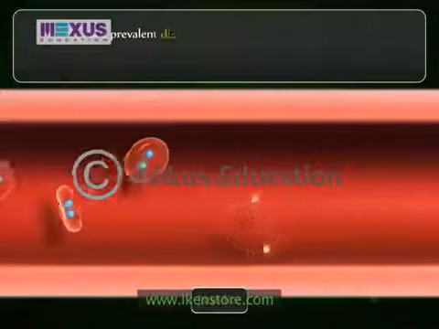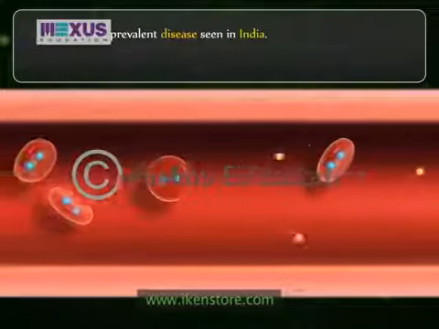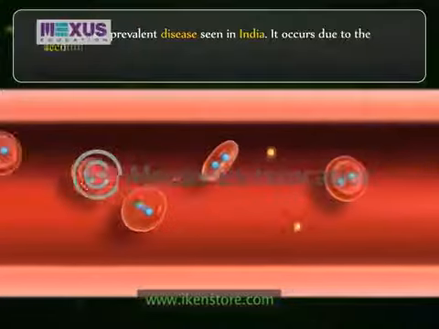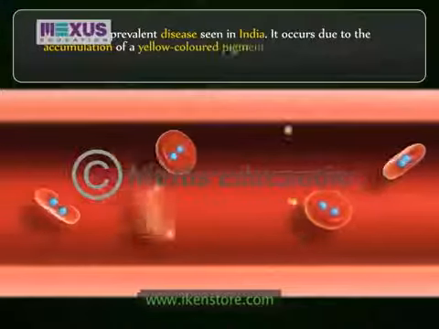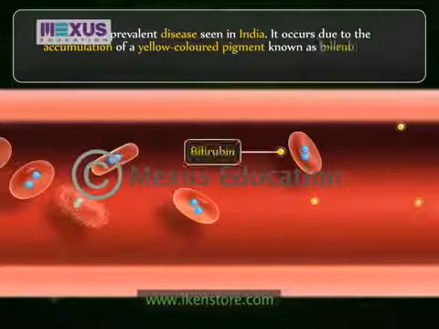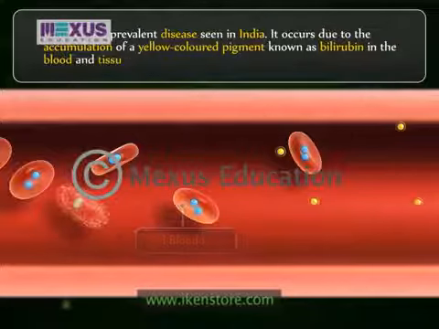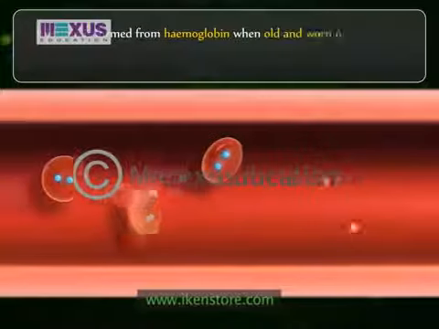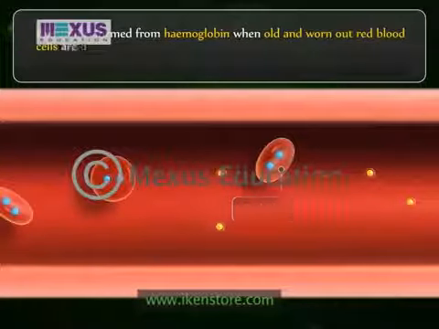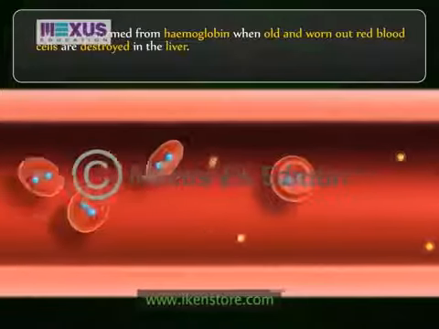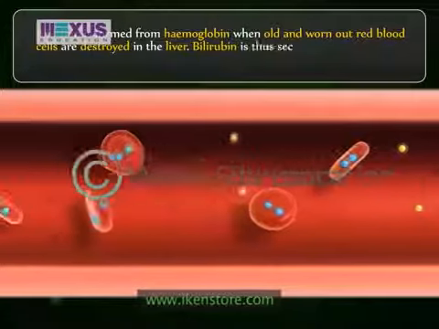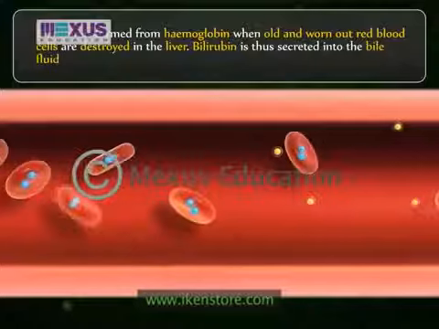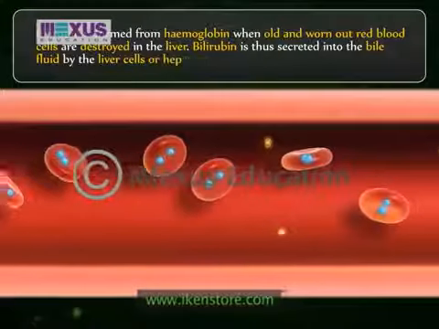Jaundice is a prevalent disease seen in India. It occurs due to the accumulation of a yellow-colored pigment known as bilirubin in the blood and tissues. Bilirubin is formed from hemoglobin when old and worn-out red blood cells are destroyed in the liver. Bilirubin is thus secreted into the bile fluid by the liver cells or hepatocytes.